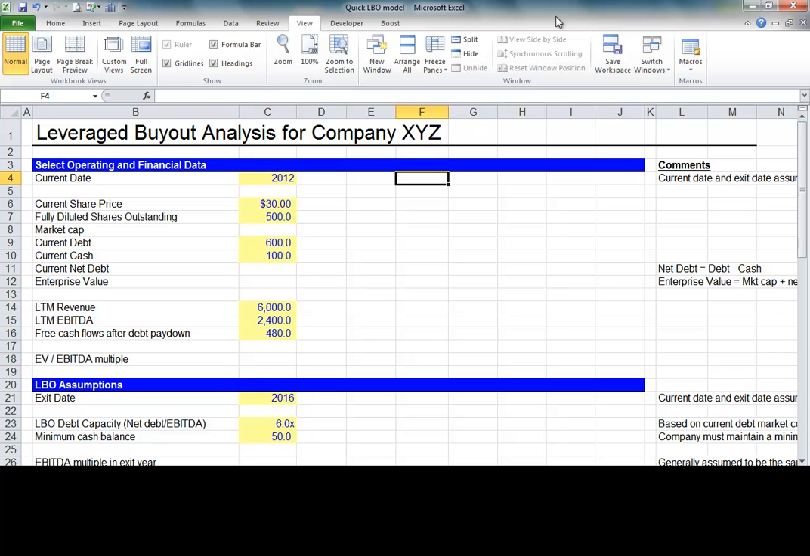Today, we're going to talk about doing a leveraged buyout of a company and how to analyze that. Now, you might think an LBO is for the masters of the finance universe. But that's not necessarily the case.